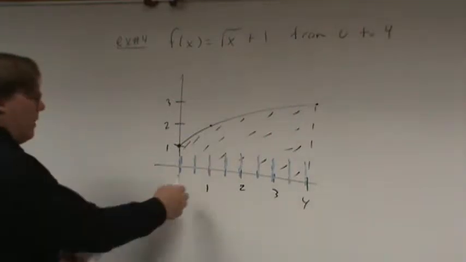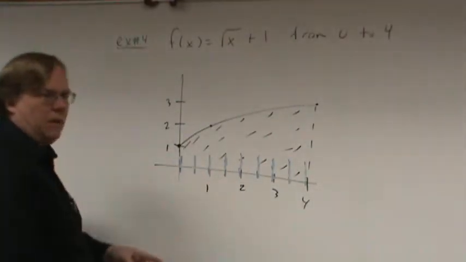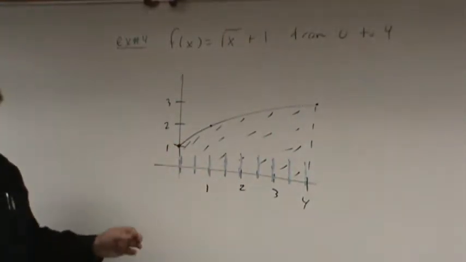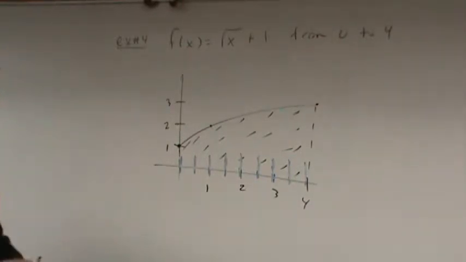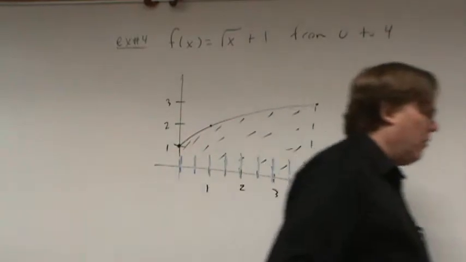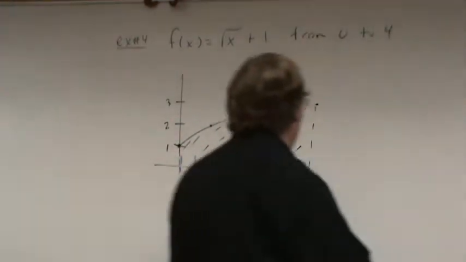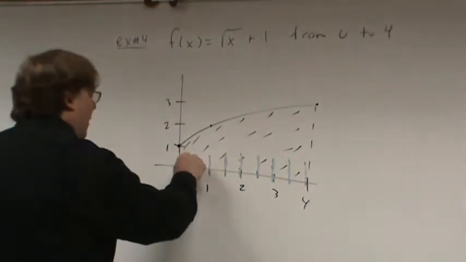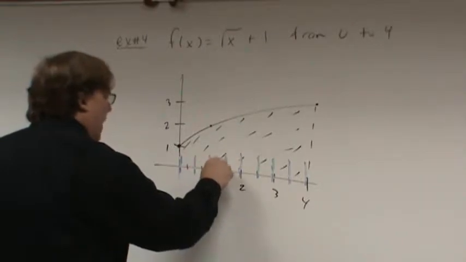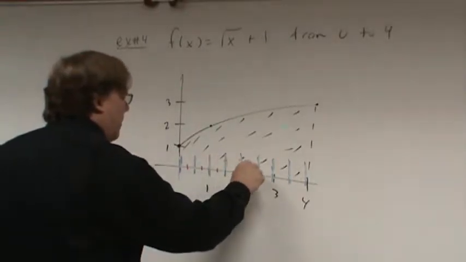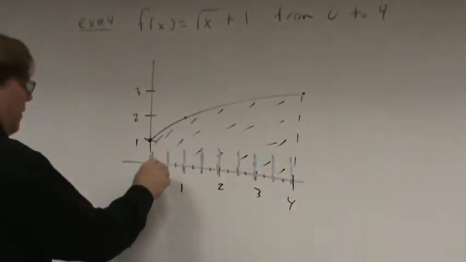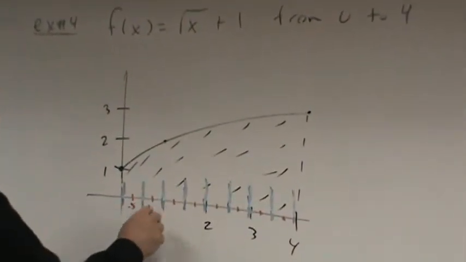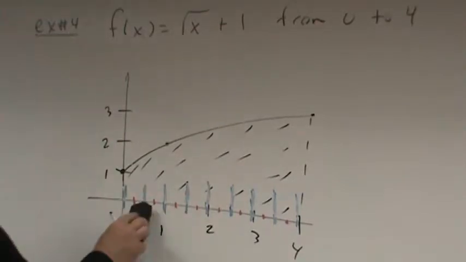For each partition, the height of each rectangle will be the y-coordinate of the midpoint of each partition. So for each rectangle, I want the y-coordinate of each of these midpoints of the partitions, each of these little pink guys. So, you know, this is 0.5 and 1 point, wait, my bad.